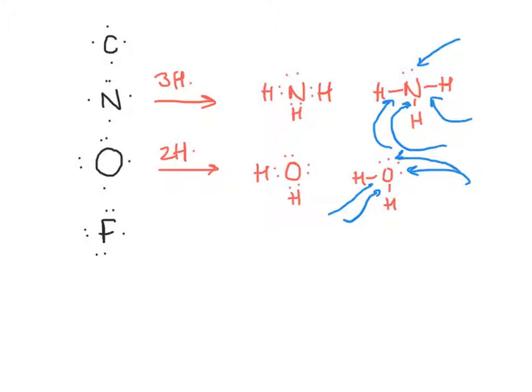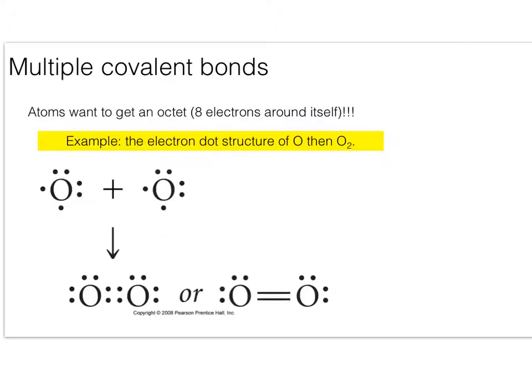And then finally we can get HF, so it only needs 1 electron to give the 8 octet. And this is hydrofluoric acid. This is a pretty strong acid. You can see here it has 1 bonding pair of electrons, and it has these 3 sets of lone pairs.